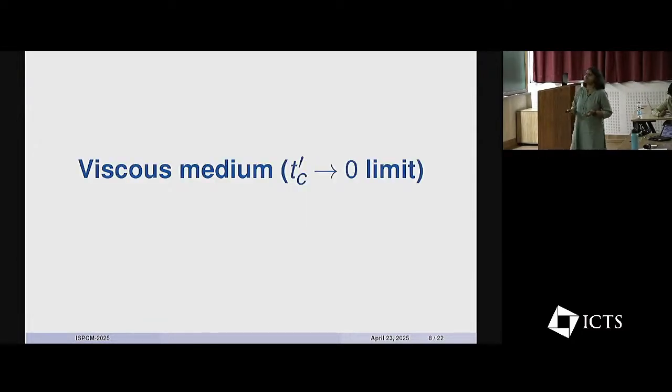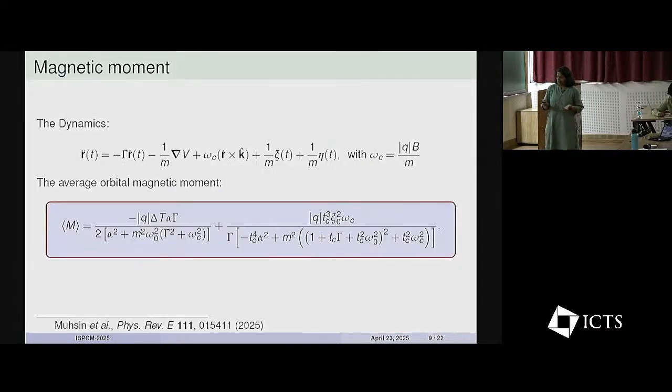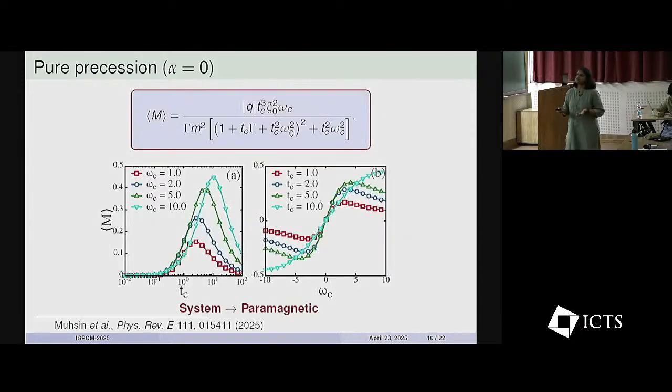First, we consider the case of a viscous medium. Viscous medium means the environment or medium does not possess any memory. That can happen mathematically if we take the limit Tc prime tends to 0. So in that case, this is the exact result of the magnetic moment.